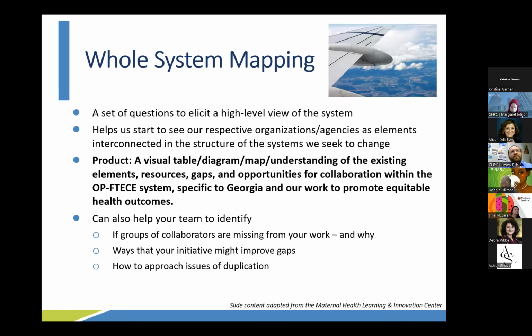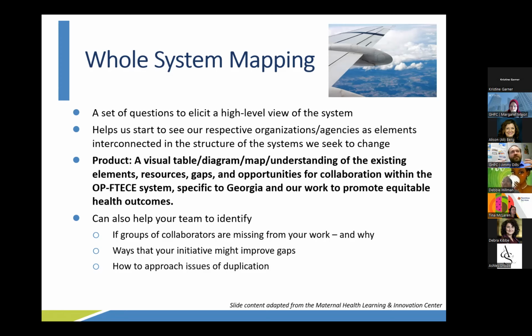So whole system mapping is really just a simple set of questions in a table that helps us get that high-level view, the 30,000-foot view of the systems that we're working in. And it helps us see our respective organizations and agencies as elements in that system and think about how we're interconnected and what we want to change. And so the product of this will be a visual, a table. We may, over subsequent uses of it, turn it into a more visually engaging format. It might turn into some maps. That's all on the horizon and where we're headed. But today, what we're going to work on is basically a table that shows those elements of the system and starts to think about where we overlap.